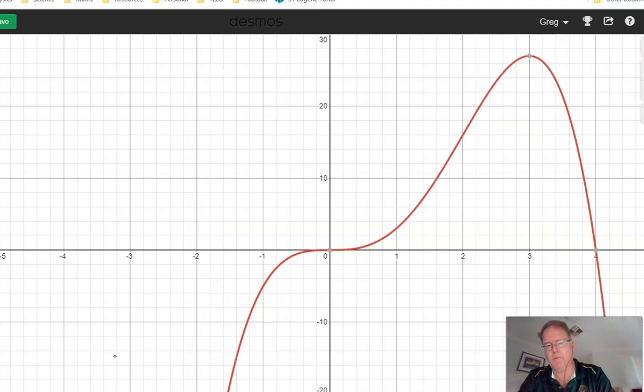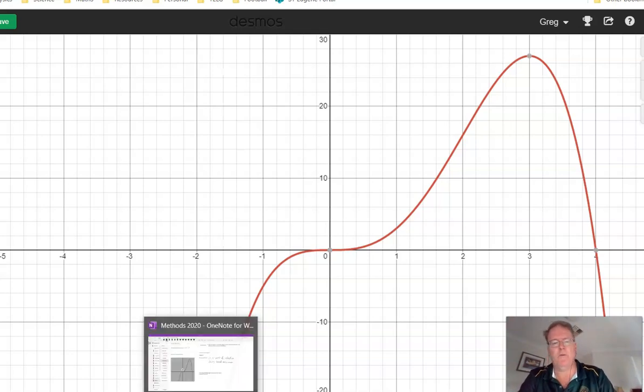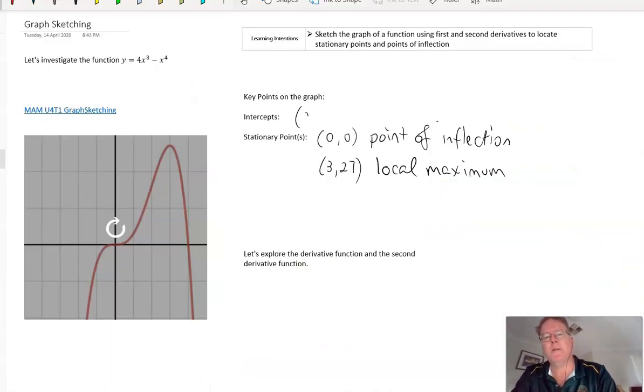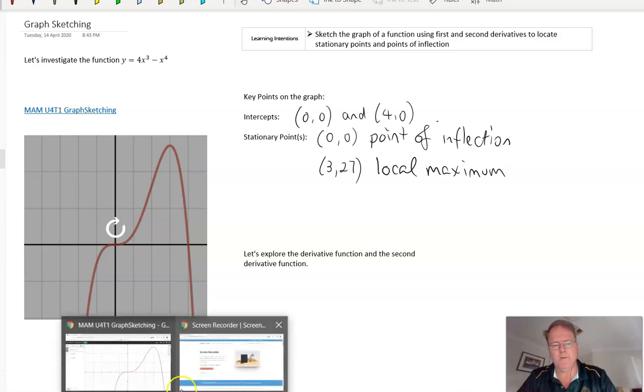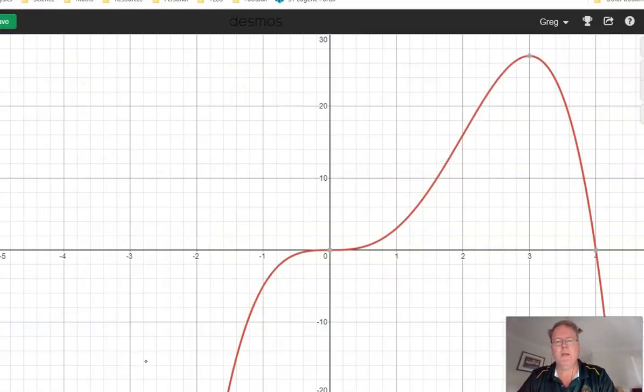Secondly, if we go back to the function, we have to look at the intercepts. We've got two: (0, 0) and (4, 0). Quite obviously they're the x-intercepts, and the y-intercept is at the origin as well, so there are intercepts, plural. So we're going to use this function to help us explore the behavior of the first derivative and the second derivative and look at key components of those.